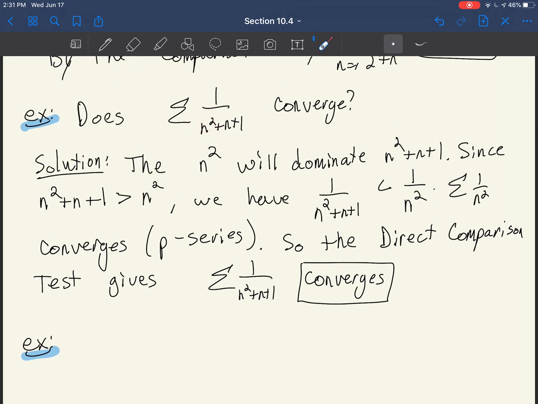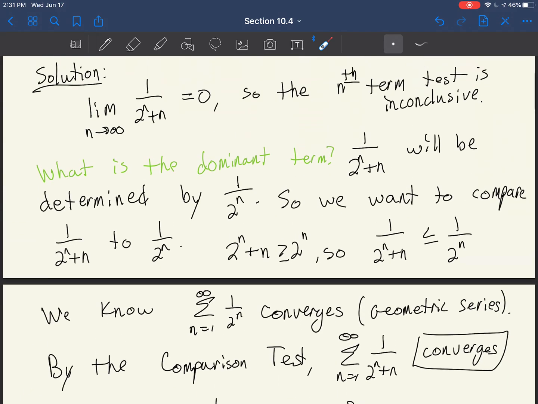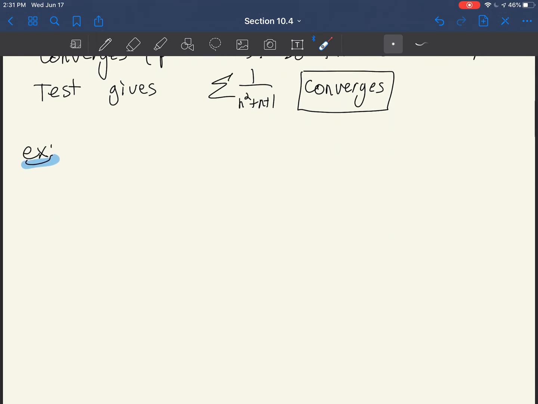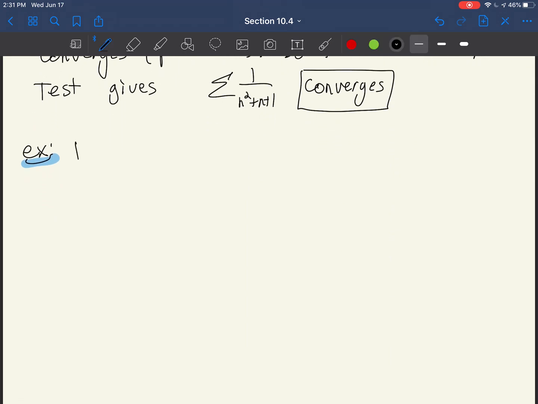We're going to do another example. In the previous examples, we just had things in the denominator, and we were looking at what dominated in the denominator. This example is going to be a little bit more complicated of a sequence to see how we would handle something with a numerator. So does the sum of the square root of n to the 4th minus 1, divided by n to the 5th plus 3 converge?